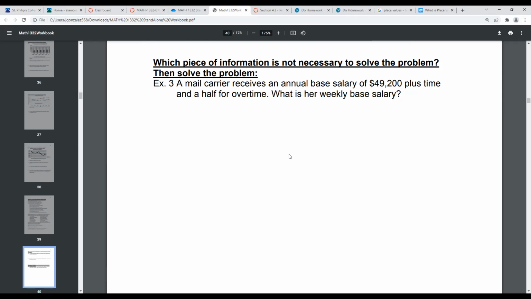Yeah, I don't think we can calculate his base. We just need one more piece of info, either the overtime hours or what he made. That much? I know. Wow.